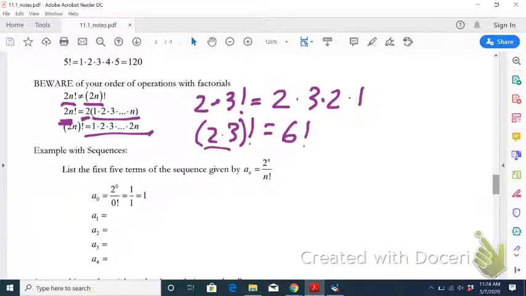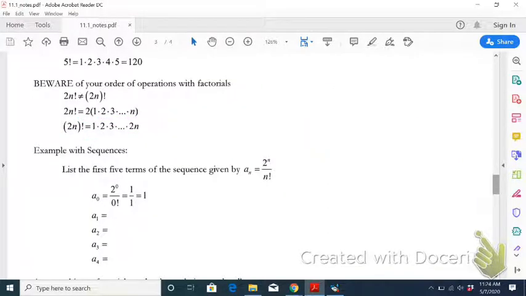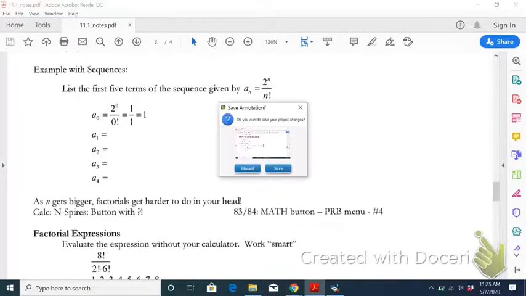Factorial you do with multiplication and division. That would equal 6 times 5 times 4 times 3 times 2 times 1. And these are not equal. So just be aware of that. Then we have more. Now we can use them in sequences.